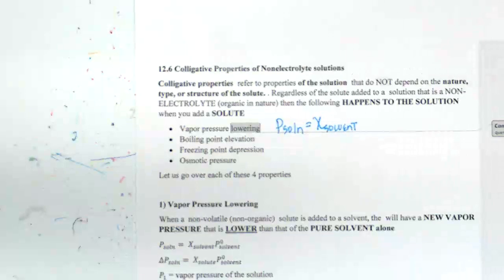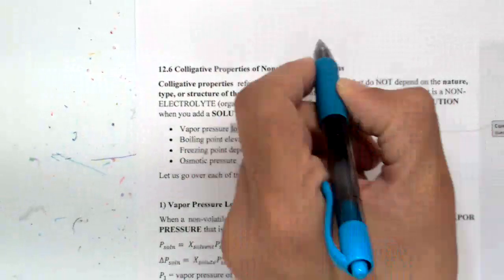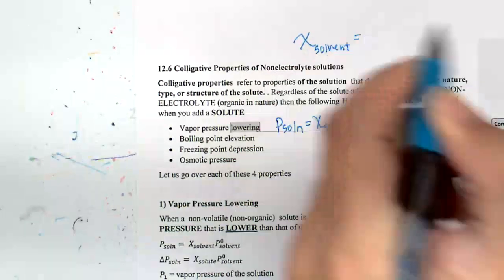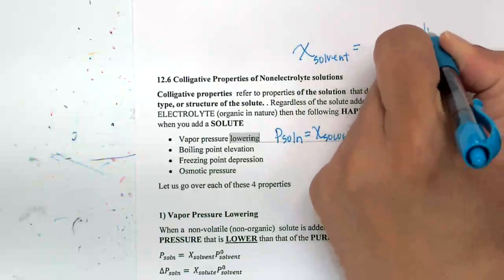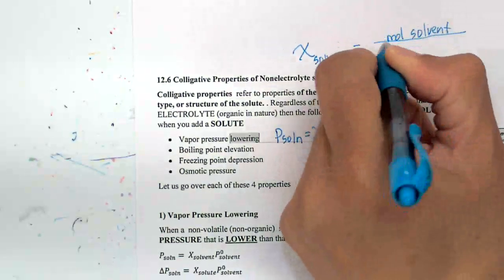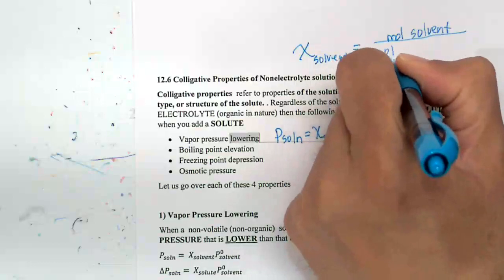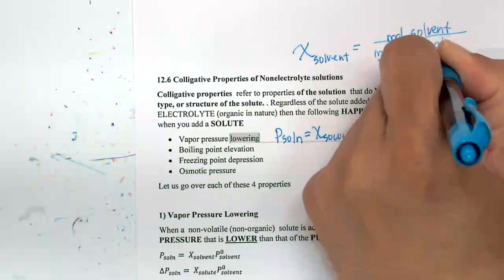Mole fraction. Remember mole fraction? Moles of solvent over what? What plus what? Solute plus solvent, moles. So this is the mole fraction, that little cursive X. It's moles of solvent divided by the whole thing. The denominator contains the whole thing, which is solvent plus solute.